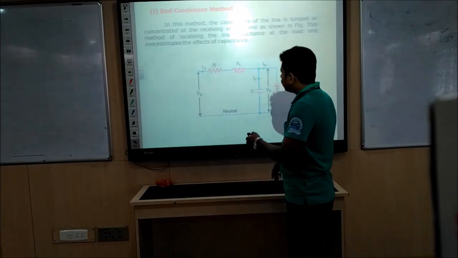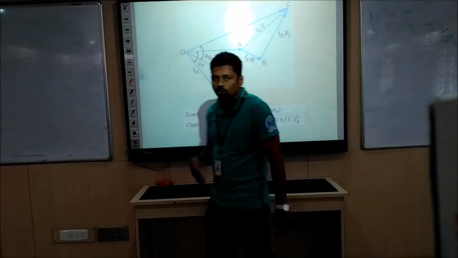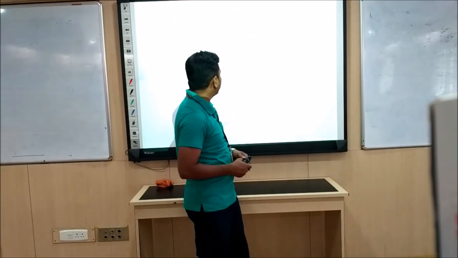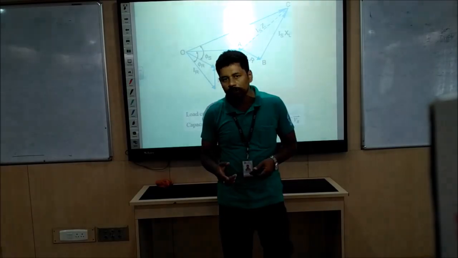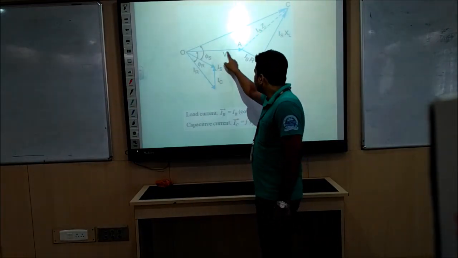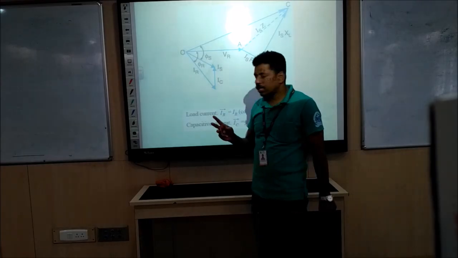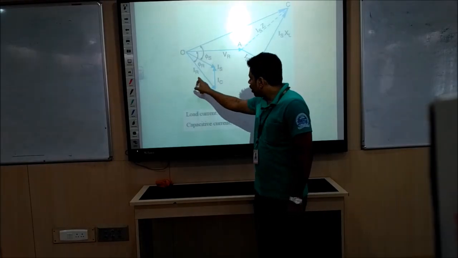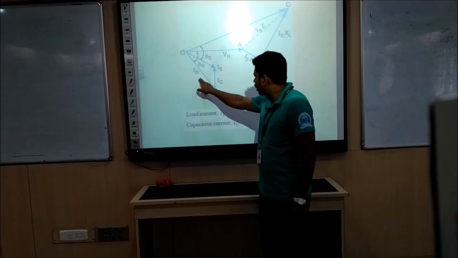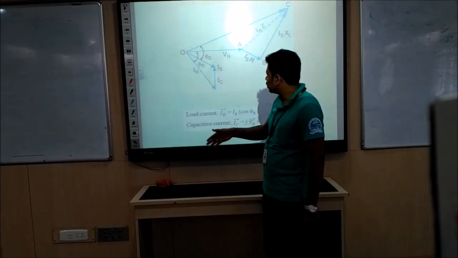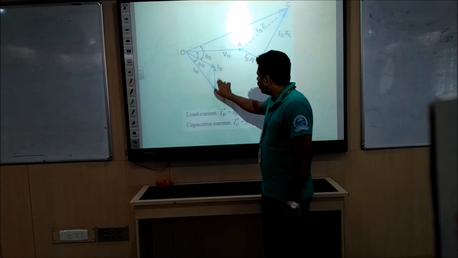Then the end condenser method. Here, once again, to draw the relation in terms of a phasor diagram, similar to the previous case of the short transmission line, here also we consider VR as the reference. There are three currents. The summation of IR plus IC: IR is the receiving end current, IC is the capacitive shunt branch current. If you add these two, that is your IS.